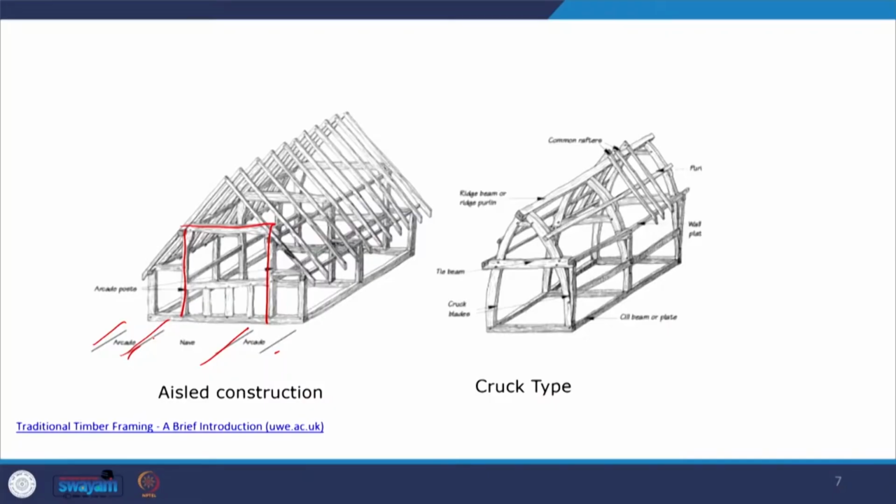The third model is the aisled construction. Here we can see that this is especially prominent when we are constructing churches or any religious buildings, forts or other public buildings.